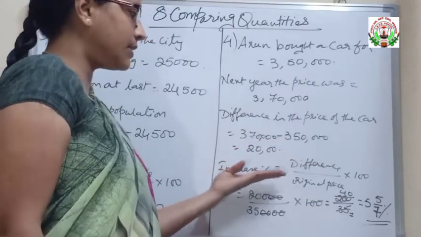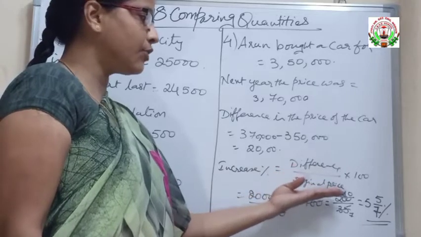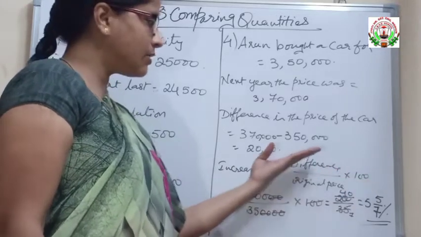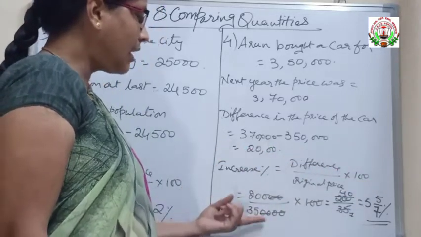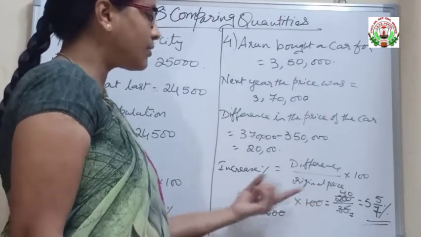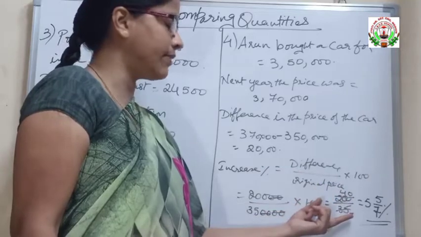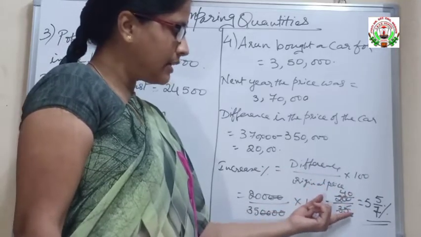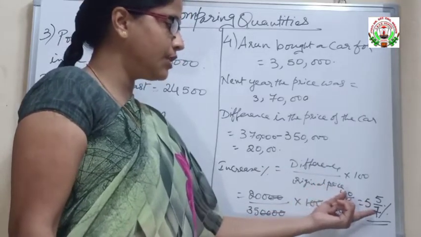So the percentage increase formula is difference by original price into 100. So the difference is 20,000 by the original price, 3,50,000, into 100. I have solved it and got 40 by 7. I have got the answer here as 40 by 7, so I have changed it into a mixed fraction.